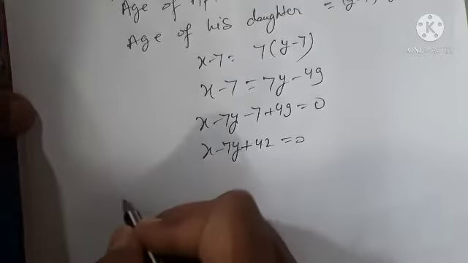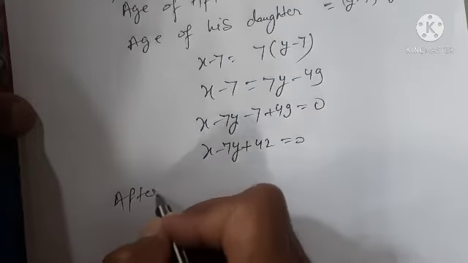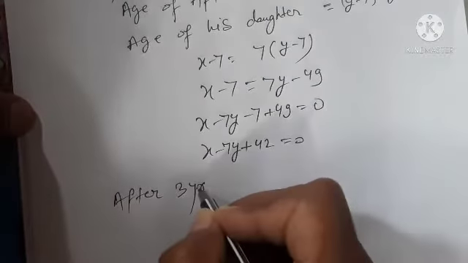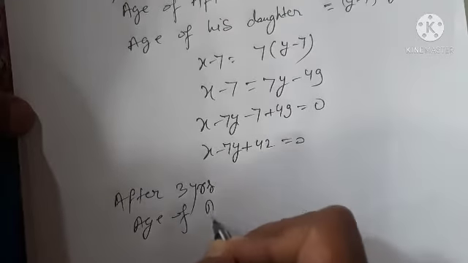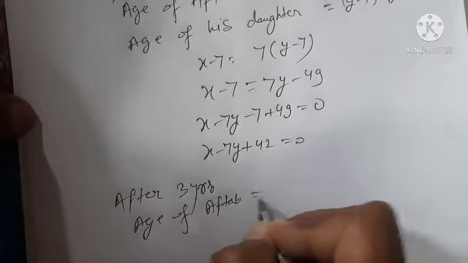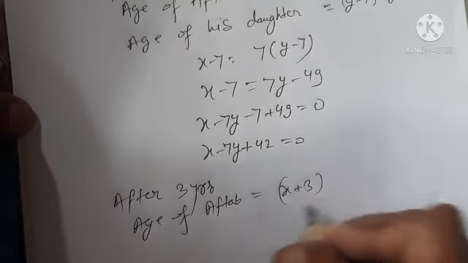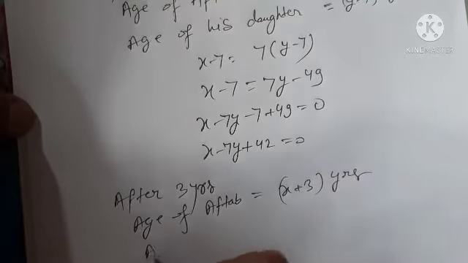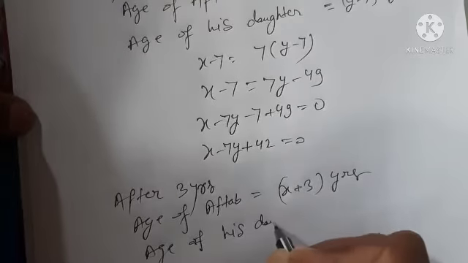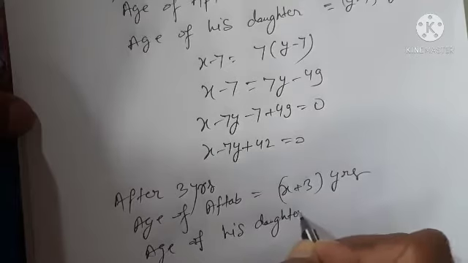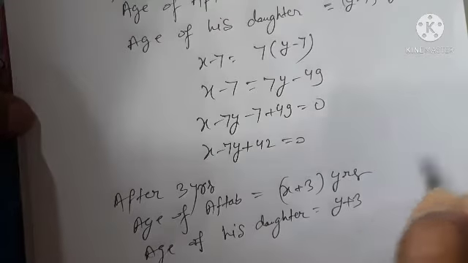So here we will write, after 3 years, age of Aftab is equal to x plus 3 years. Very simple. Age of his daughter will be y plus 3.